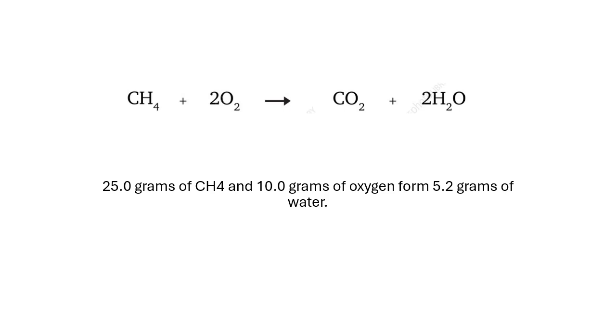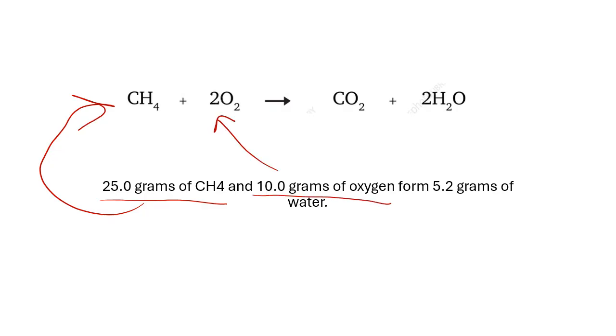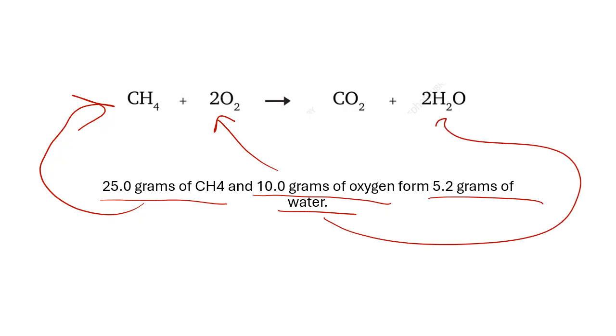Here's a quick example of a limiting reagent question with percent yield. Here we have two reactants, 25 grams of CH4 and 10 grams of oxygen. It forms 5.2 grams of water. Hence, in this equation, at least, we don't care about CO2.